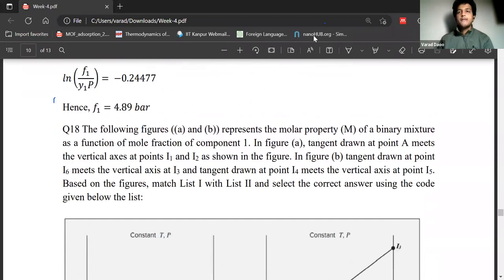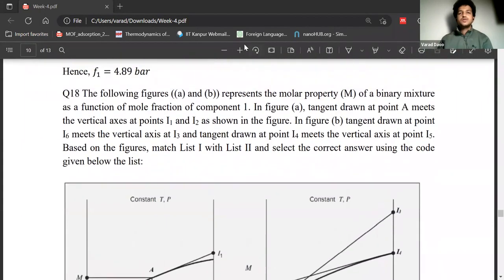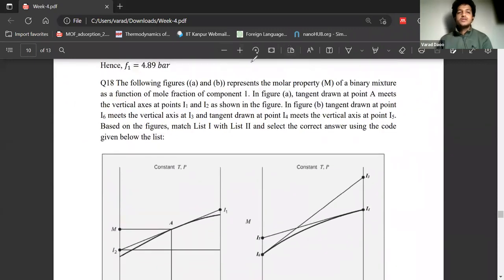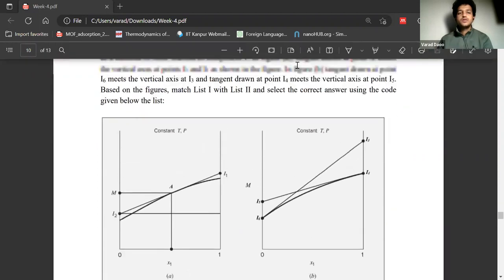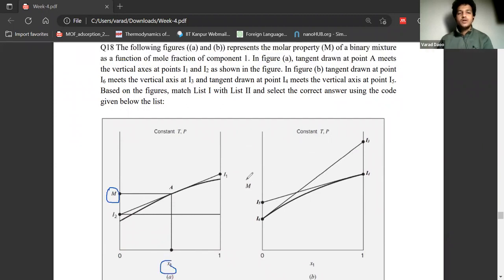What is the question? What we are given is, this is a bigger question, so let me just zoom out. What we are given is the following figure, figure A and figure B, representing the molar property M of a binary mixture as a function of mole fraction of component 1. So this is x1, M versus x1.